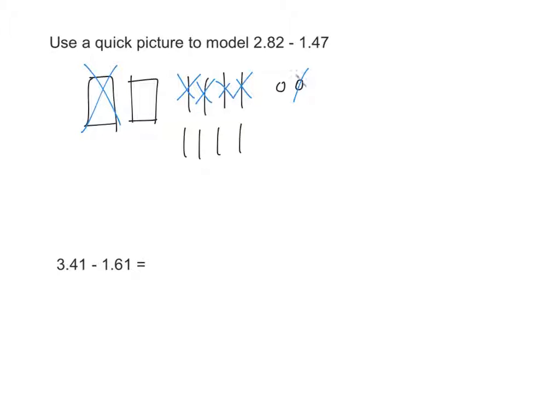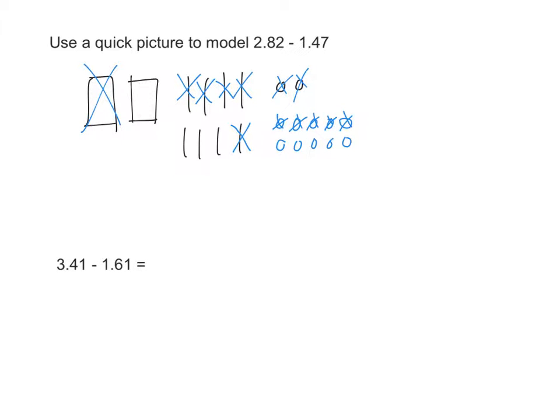So can I take away 7? Let's see. 1, 2. Uh-oh, I'm out. What do I need to do? Zara? I need to regroup by trading in 1/10 for 10 hundredths. 3, 4, 5, 6, 7, 8, 9, 10. Now I already took away 2, so how many more do I have to take away? 5. 1, 2, 3, 4, 5, right? Because altogether that's 7 hundredths that I'm taking away.